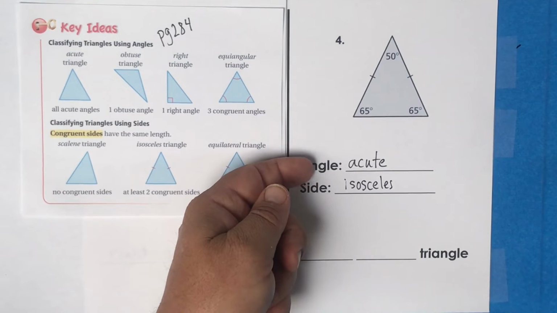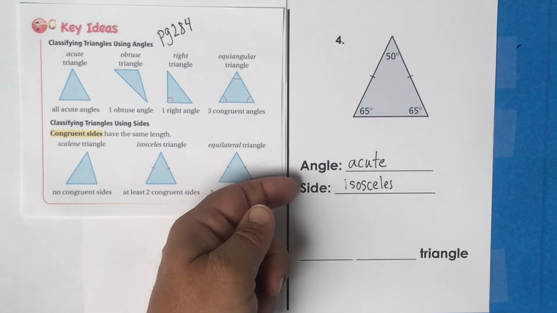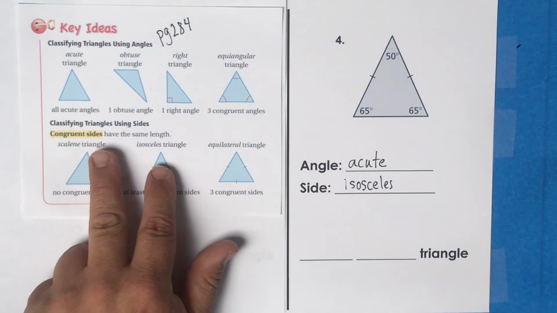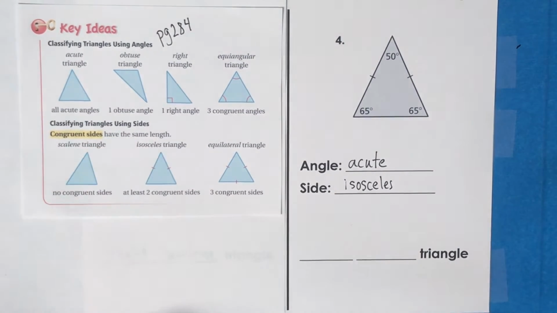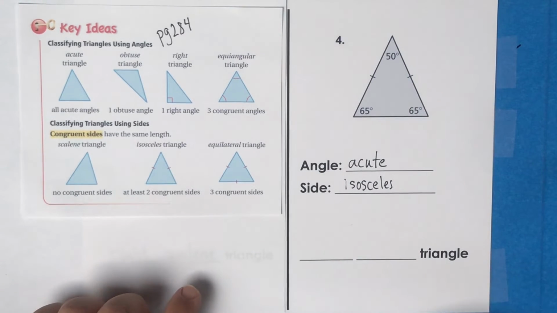So the classification based on angle measurement is acute. The classification based on side length is isosceles. So the formal classification of this triangle would be an acute isosceles triangle.